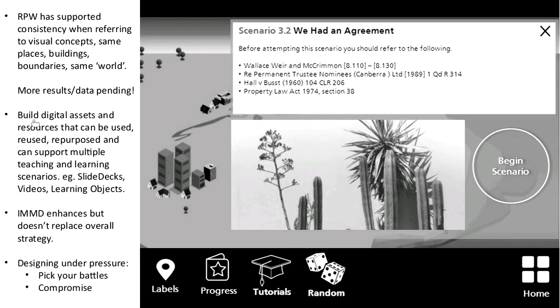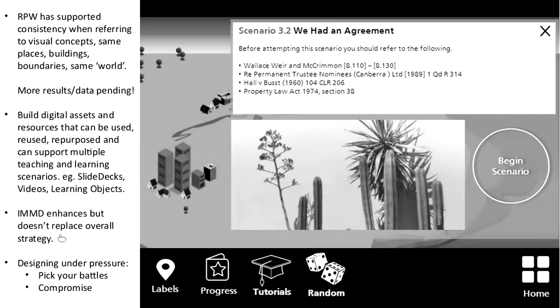So let's revisit that space and how it relates to each story, overlaps and relates to each other. Secondly, I think it's important, and something I've learned through this again, is to build digital assets that can be used in lots of different ways. So these visuals can be used in PowerPoint slides, handouts, assessment questions, learning objects, videos. Build things that can be used again and again and repurposed.